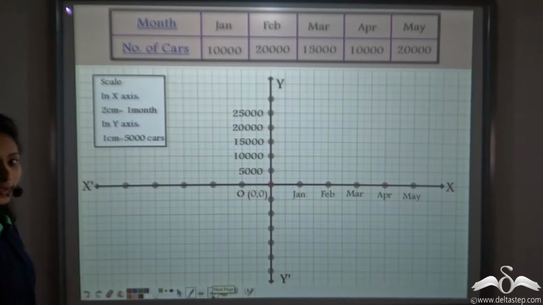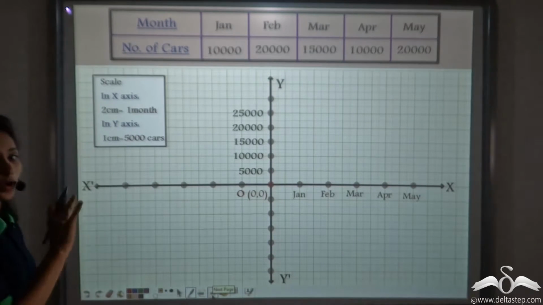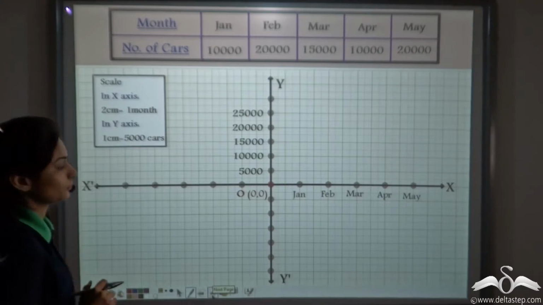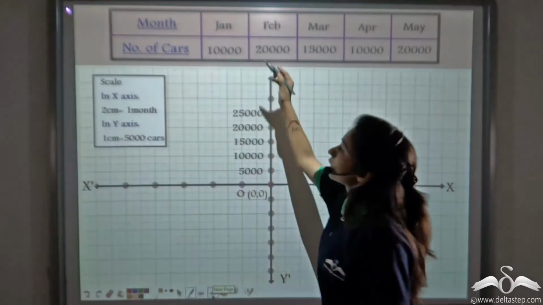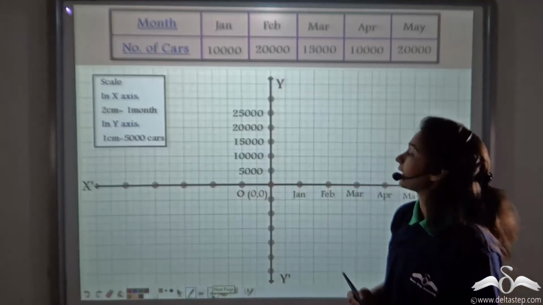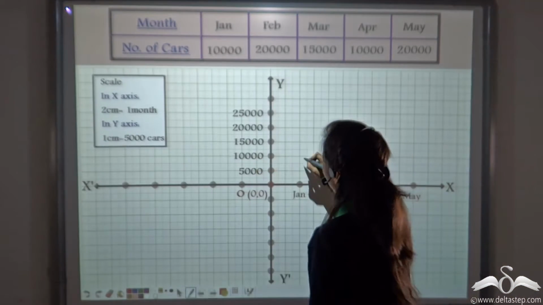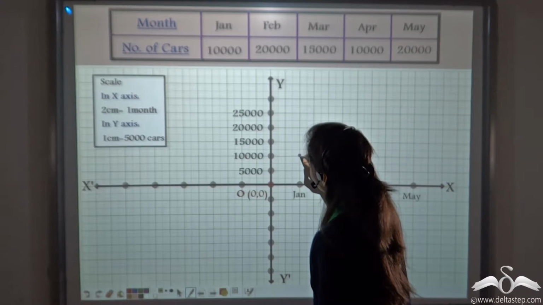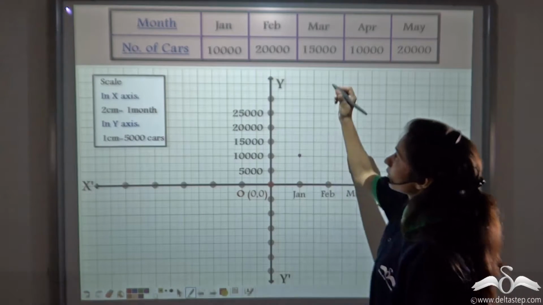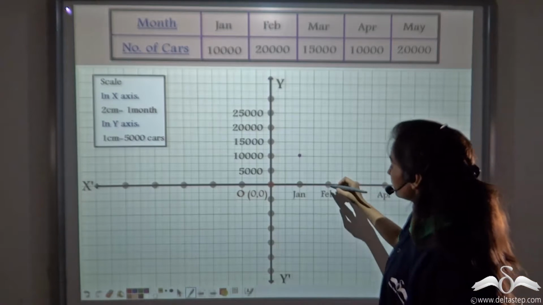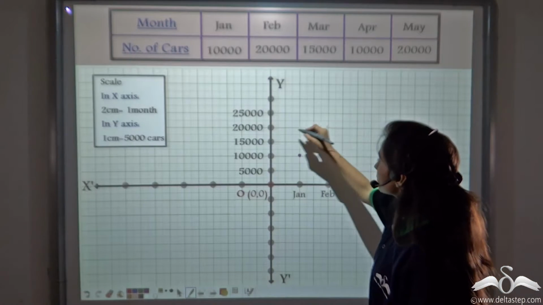So we had already written the scale. Now let us plot this data on the graph paper. So what is the production of cars in Jan? 10,000. So this is Jan and this is 10,000. So let us plot this here. Now what about Feb? 20,000. So Feb is here and 20,000 is here.